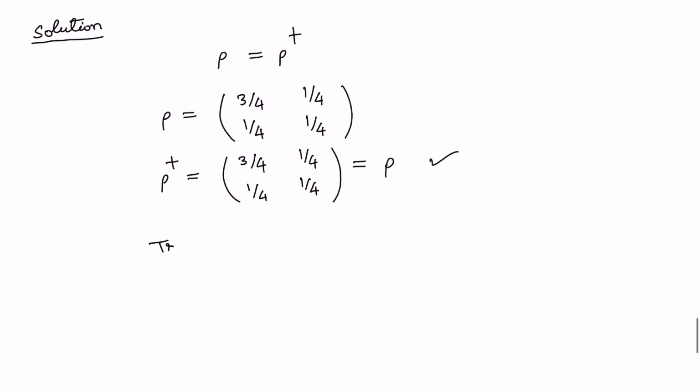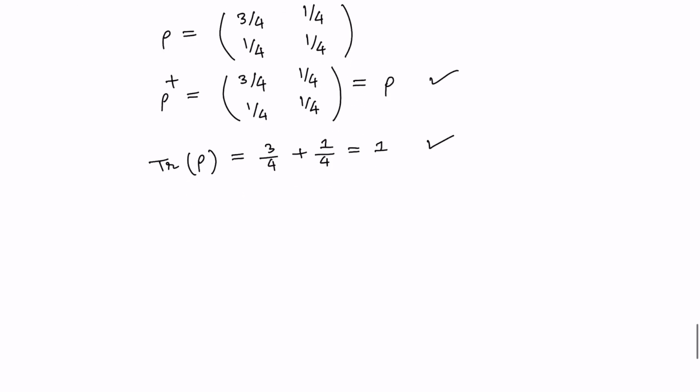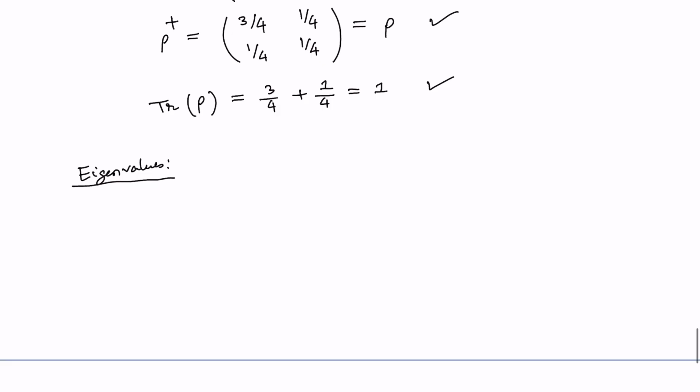Then next, trace of rho is the sum of the diagonal elements, 3/4 plus 1/4, that is going to be equal to 1. So this property, the second property, is also satisfied. And thirdly, now let us find out the eigenvalues. To find out the eigenvalues, you just have to first set up the characteristic equation, then solve it.